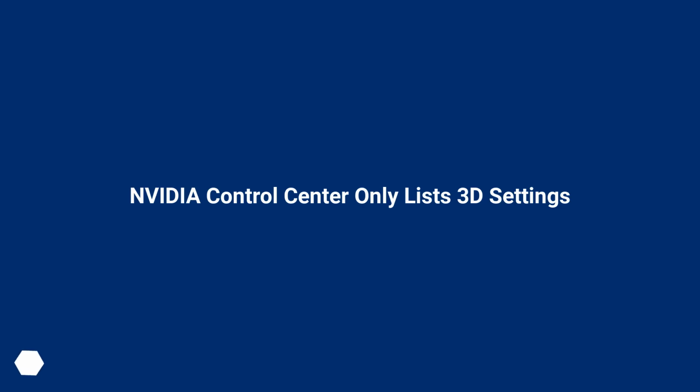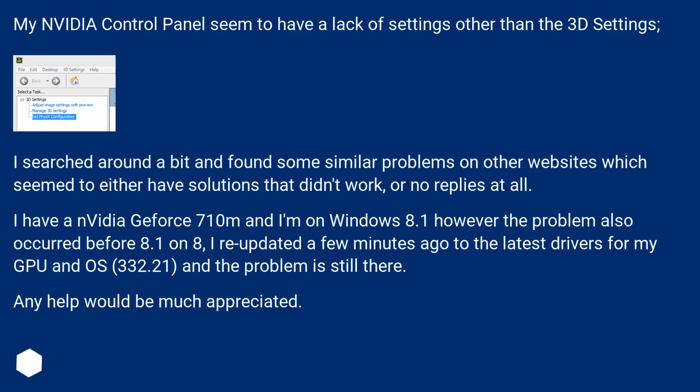NVIDIA Control Center only lists 3D settings. My NVIDIA control panel seemed to have a lack of settings other than the 3D settings. I searched around a bit and found some similar problems on other websites, which seemed to either have solutions that didn't work, or no replies at all.